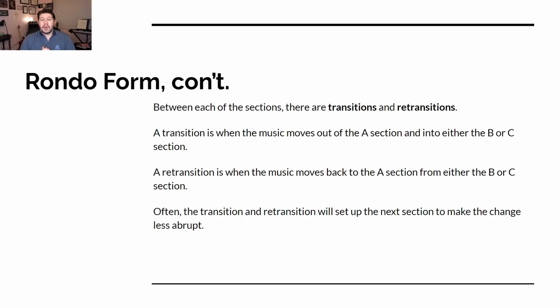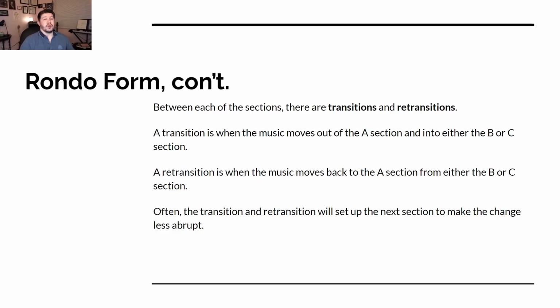Okay? Often the transition and retransition will set up the next section. What this does is it helps make the changes less abrupt. So if we're going to change keys, for example, we call that modulation. So just a random vocab word: modulation is when you change keys. Now there are a couple different ways that you could set that up, but that's not the focus of today's lesson. If you are modulating, often what composers will do is they will use a transition or a retransition to make that change less jarring.